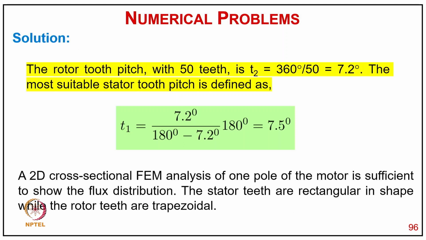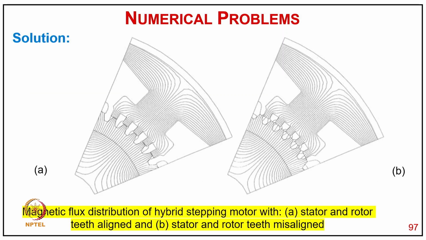So now coming to rotor tooth pitch, for 50 teeth, T2 equal to 360 by 50, that is 7.2 degree, and the most suitable stator tooth pitch is defined as T1 equal to 7.2 degree divided by 180 degree minus 7.2 degree into 180, that is 7.5 degree. A 2D cross section FEM analysis of one pole of the motor is sufficient to show the flux distribution. The stator teeth are rectangular in shape while the rotor teeth are trapezoidal. You can see in the figure the magnetic field distribution of the stepper motor with the stator and rotor teeth aligned and with the teeth misaligned.